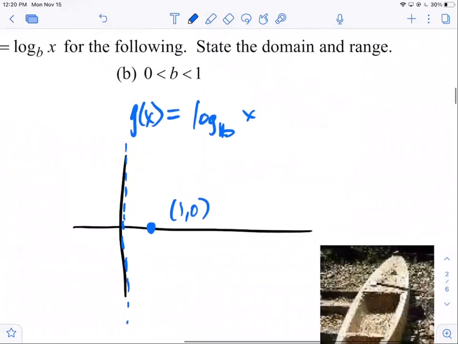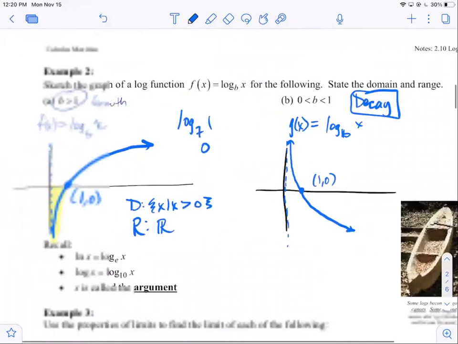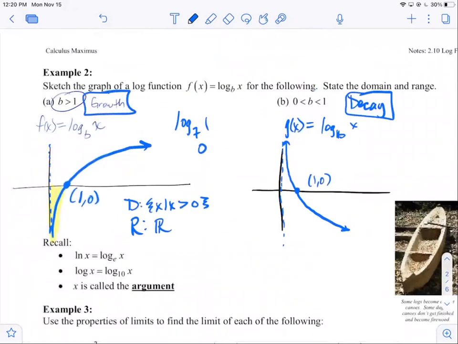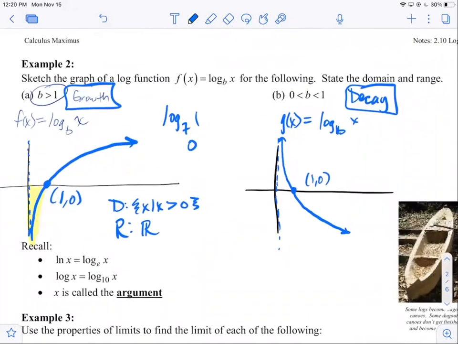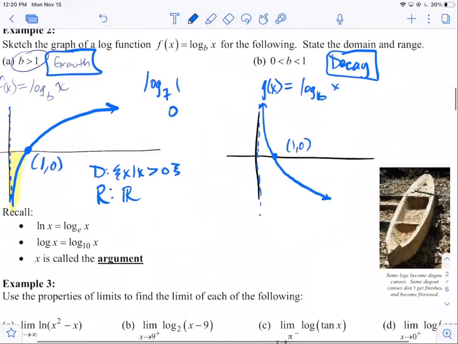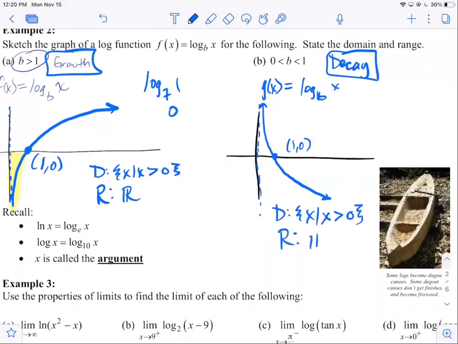But because the base is between 0 and 1, it's going to look like this. Yeah, that's going to be logarithmic decay. So the base of a log and the base of an exponential are the same in the sense that they determine whether it's increasing or decreasing, okay? And they have the same domain and range. The domain is still going to be everything strictly greater than 0, and the range is still going to be all real numbers.